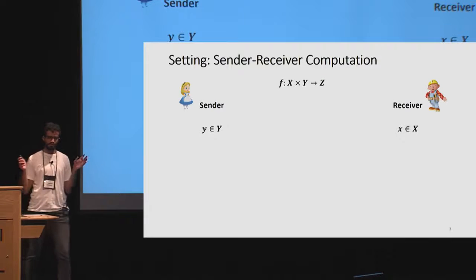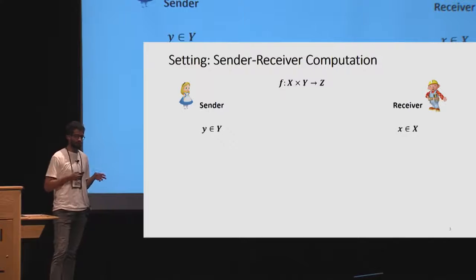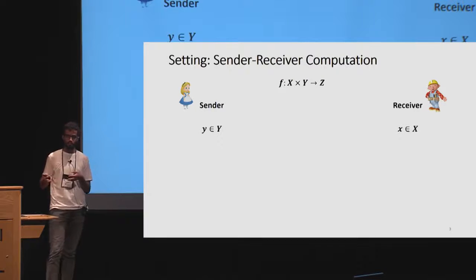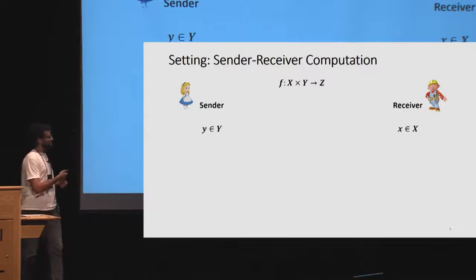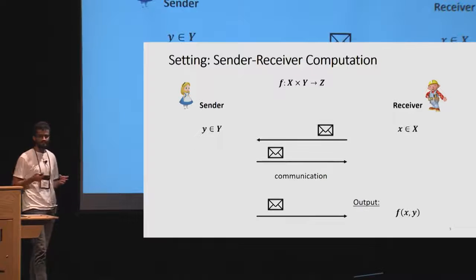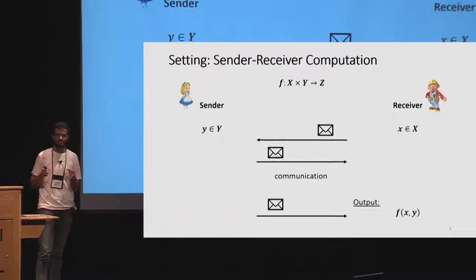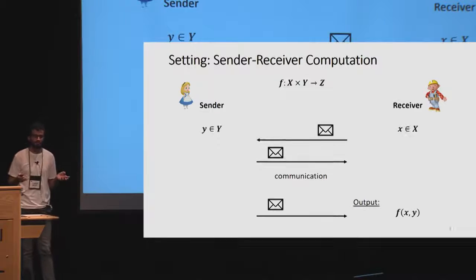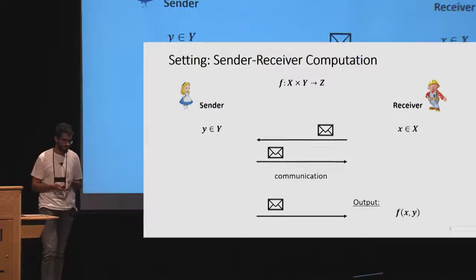We have a public function, f, that takes two inputs. And we have two parties, a receiver, Bob, with an input x, and we have a sender, Alice, with an input y. And the goal, essentially, is to let these two parties communicate. And at the end, we want the receiver to learn the output of the function on the two inputs.